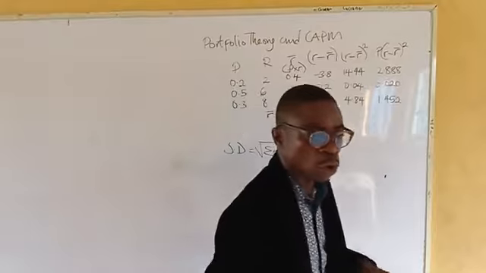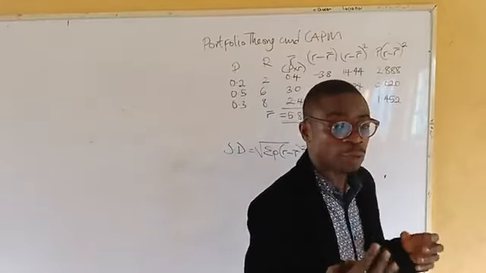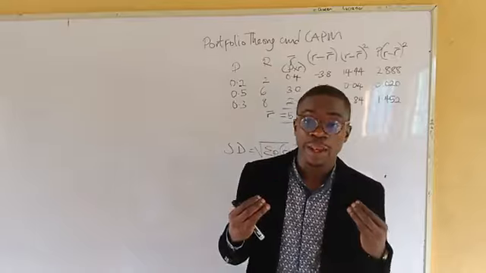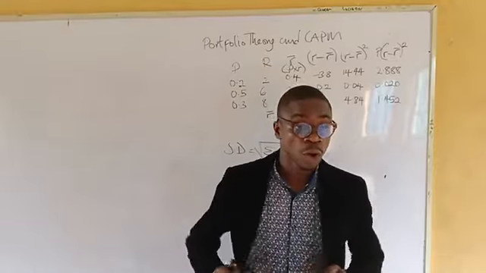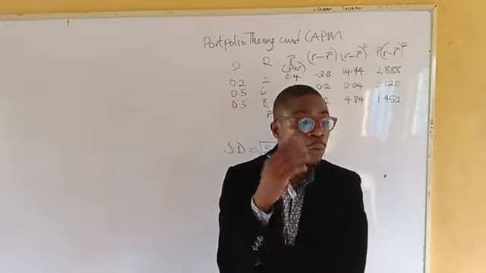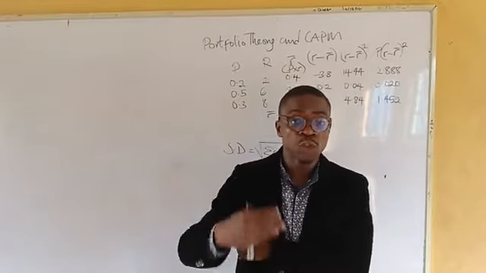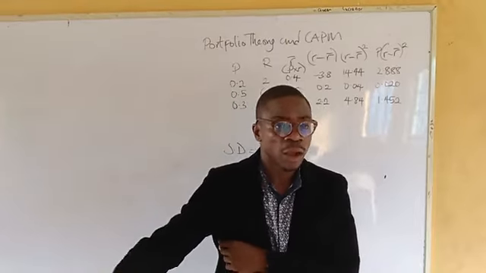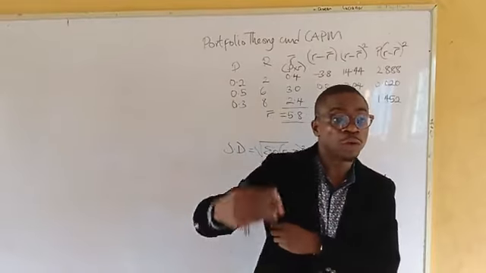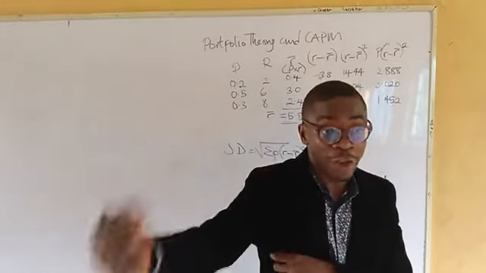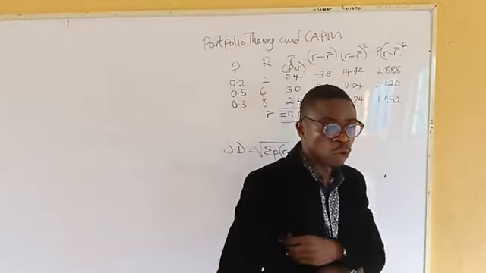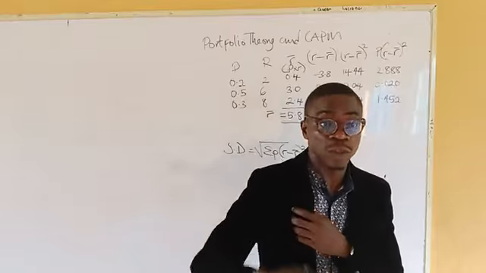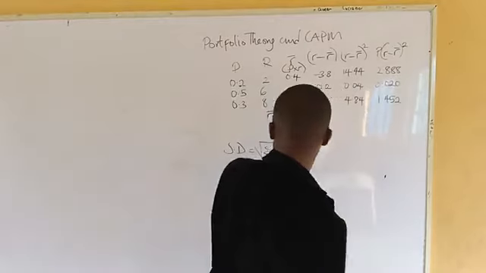No. I told us that when you are calculating, especially when you are given pairs of data, what you come across first is the variance. After you have gotten the variance, you now look for the square root of variance. Am I communicating? So the square root of variance is the standard deviation.